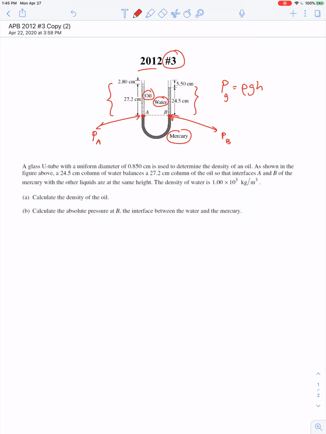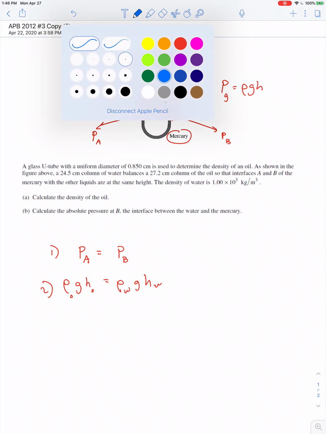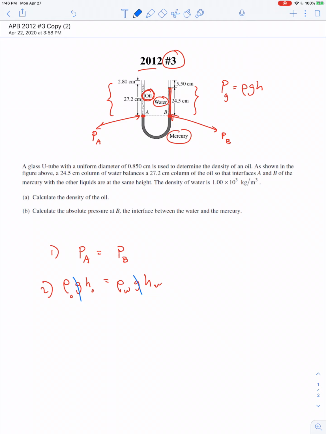So the pressure at A and the pressure at B have to be equal, but the pressure at A we can think of as the pressure due to the depth of the oil. So this would be the density of the oil times gravity times the height of the column of oil. And if that's equal to the pressure at point B, well, the pressure at point B is due to the depth of the water column. So this is density of water times g times height of water. Might as well cancel out the g on both sides of the equation. And if we're trying to solve for the density of the oil, pretty simple. It's just the density of water multiplied by the height of the water divided by the height of the oil.